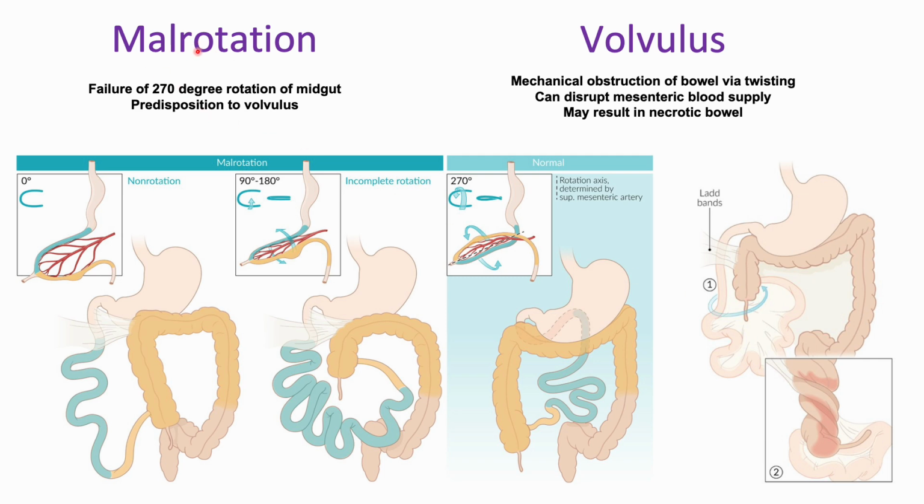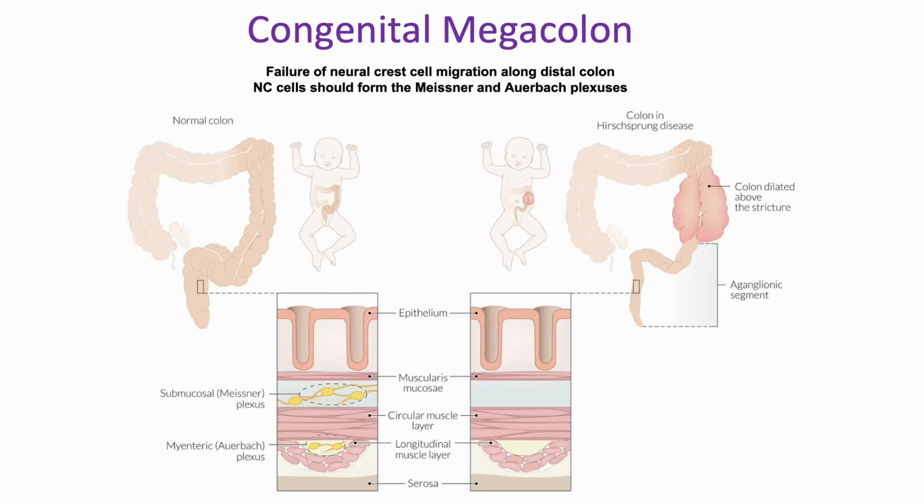Okay, so malrotation, not having that 270-degree rotation of the midgut, can predispose you to volvulus. And volvulus is the twisting of bowel around itself, and that can lead to disruption in the blood supply and eventual necrotic bowel. All right, last clinical presentation is congenital megacolon.